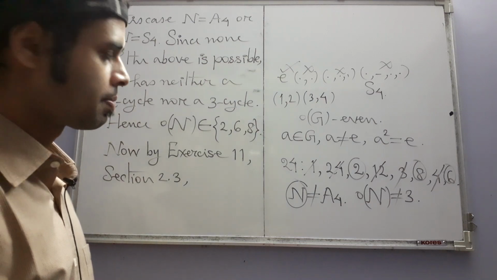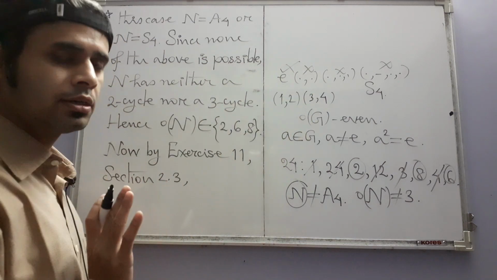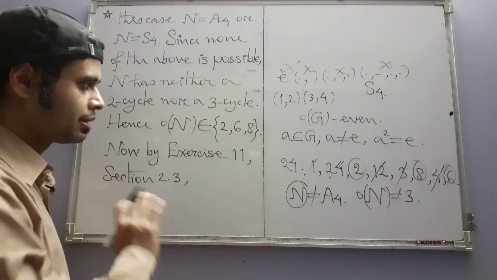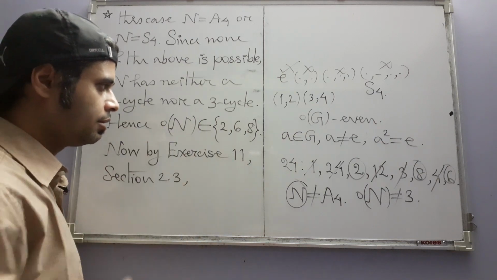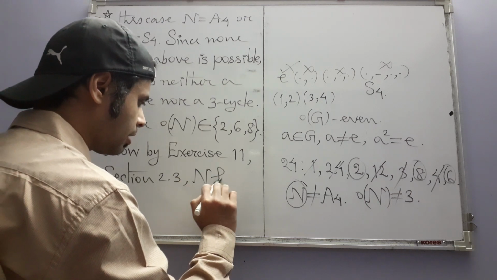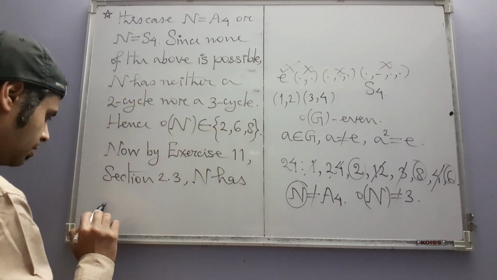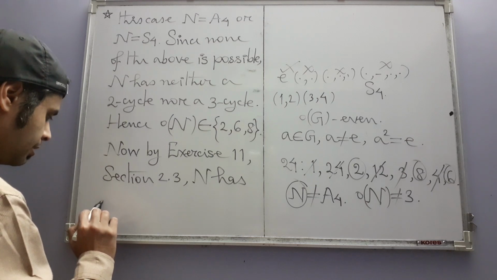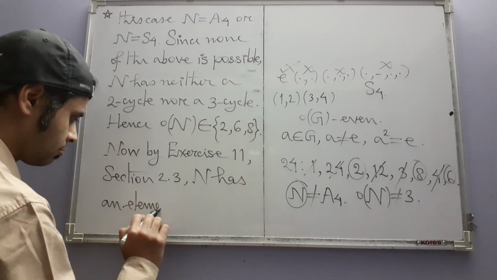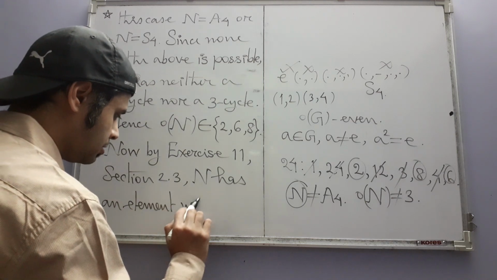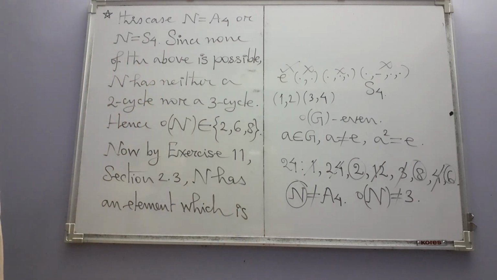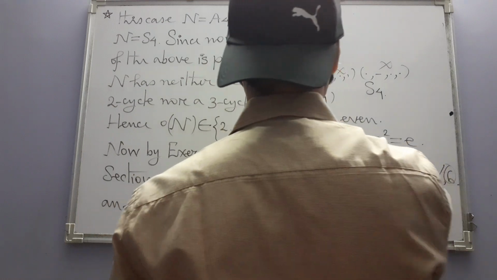So this type of elements have order 2, and only they can now, given all the restrictions, be in N. So that's why we write N has an element which is the product of 2 disjoint 2 cycles.